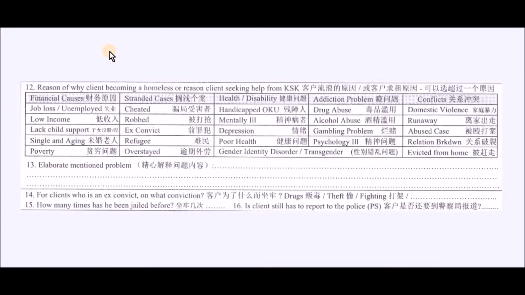Now for the next part of section C, which is question 12, one of the most important questions. Because this question asks the reason why the client has become homeless, or the reason the client is seeking help from KSK. In this question, there are 5 categories: financial causes, stranded cases, health or disability, addiction problem, and conflicts. As you interview, please circle the relevant statement provided in these 5 categories. Addiction problem is one of the most important categories because this allows us to understand the status of the client. When the client elaborates their mentioned problem, please write it down in the space provided here.